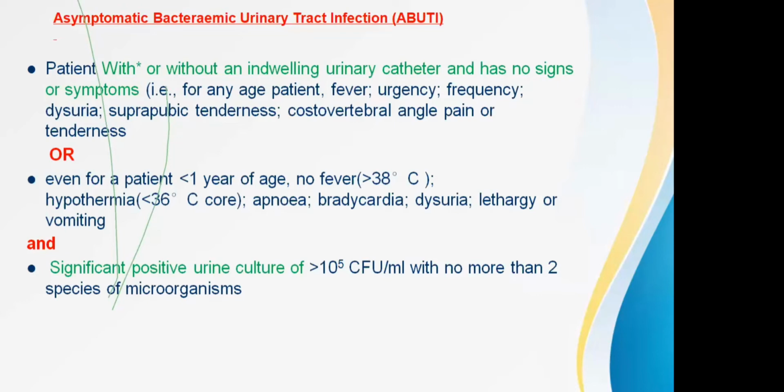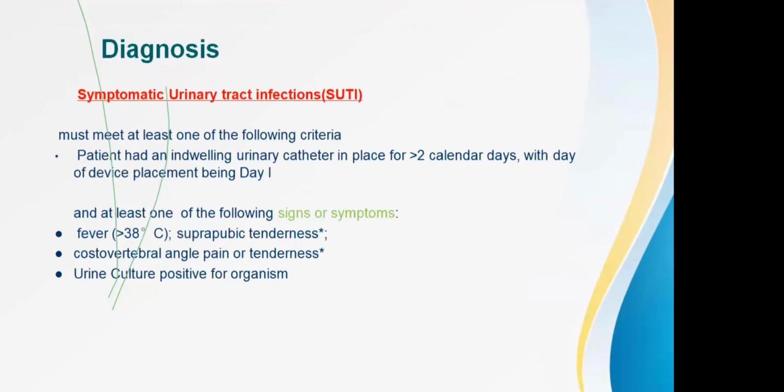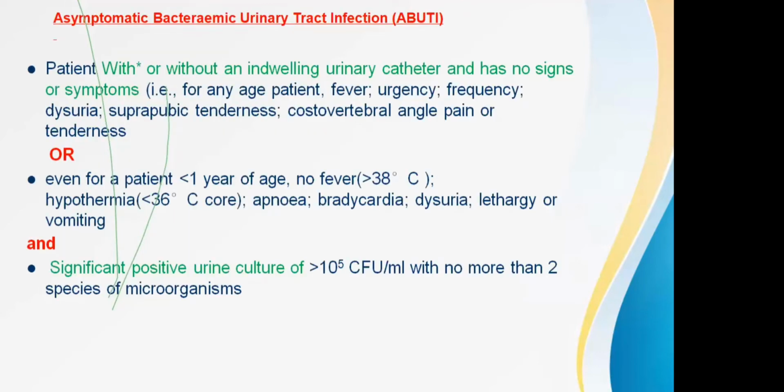This word is saying about asymptomatic bacteremia. So that was symptomatic, defined by itself. This is asymptomatic, with or without urinary catheter, and probably he or she might not have any symptoms, whether fever, urgency, dysuria or suprapubic tenderness. But there has to be a positive urine culture. The organism has to be present with a significant bacteriuria, and either with one organism or not more than 2 organisms can be labeled as asymptomatic bacterial urinary tract infection. So we had SUTI, we had ABUTI.